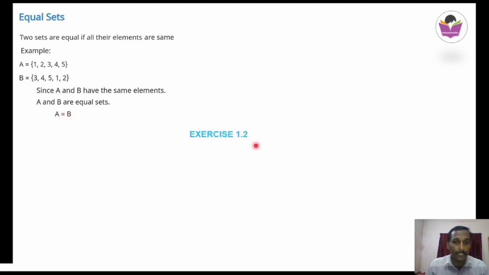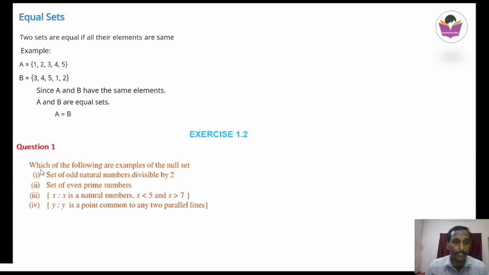Next we shall discuss the exercise problems. Exercise 1.2, first question. Which of the following are examples of the null set? There are 4 questions, so we have to identify which one is an example of a null set. As we know, by definition, a null set means there will be no element in the set. If the number of elements of a set is 0, then we can say that it is a null set. No element should be there.